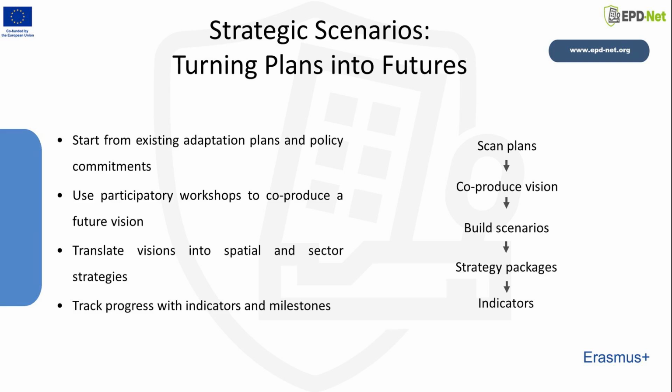Strategic scenario work typically begins by scanning existing documents and current plans. It then uses participatory processes to identify shared aspirations, tensions, and spatial priorities. From there, the city can build a set of alternative future pathways that reveal how today's choices may shape tomorrow's urban form and resilience performance.